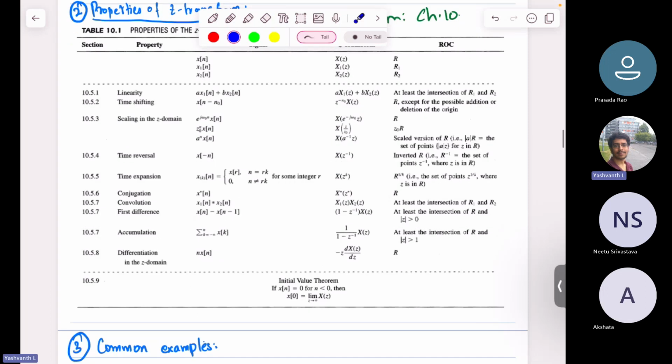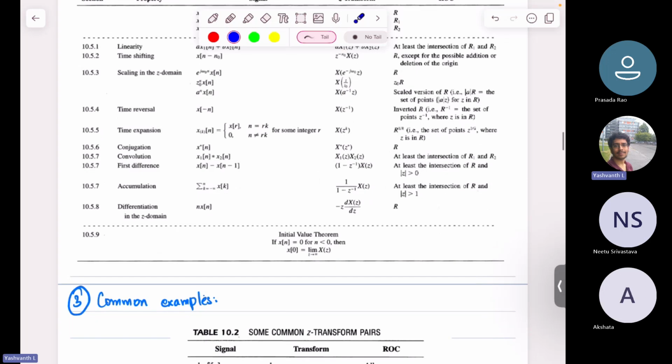Okay. Now, similarly, time reversal means what? Instead of x of n, you consider the signal x of minus n. Exactly flip the signal about your y-axis. Then your z transform will take a reciprocal. That is, z becomes 1 by z. 1 by z is z inverse. Okay, it becomes x of z inverse. Now, time expansion. Okay, this you can look at the Oppenheim book if you're interested. I don't think this was covered by the professor, so I'm skipping for now.